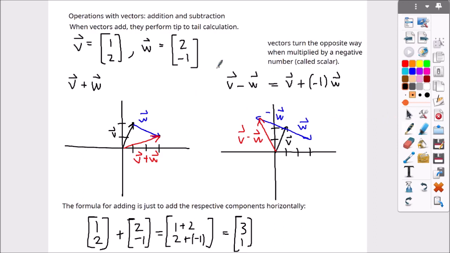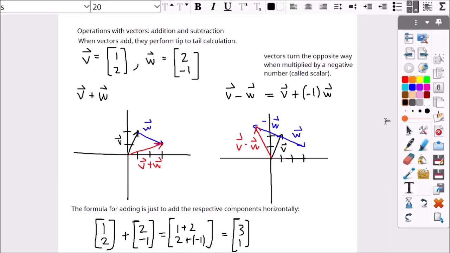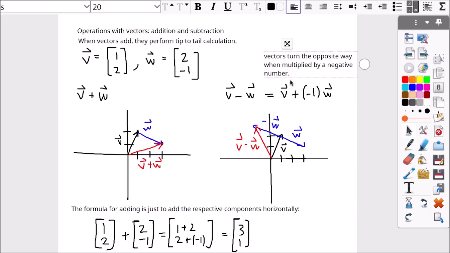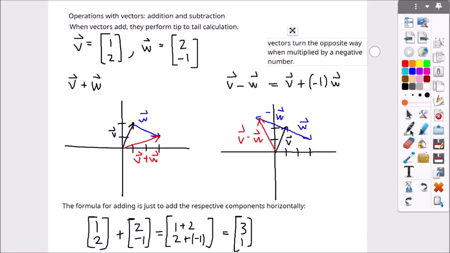So in fact, with v minus w, when you multiply by a negative number, negative 1, they change direction. They change it to the complete opposite direction, so it points the other way around. Now I'm going to say this is multiplied by a negative number, not a scalar. We'll talk about scalars later. Scalars are not negative numbers.